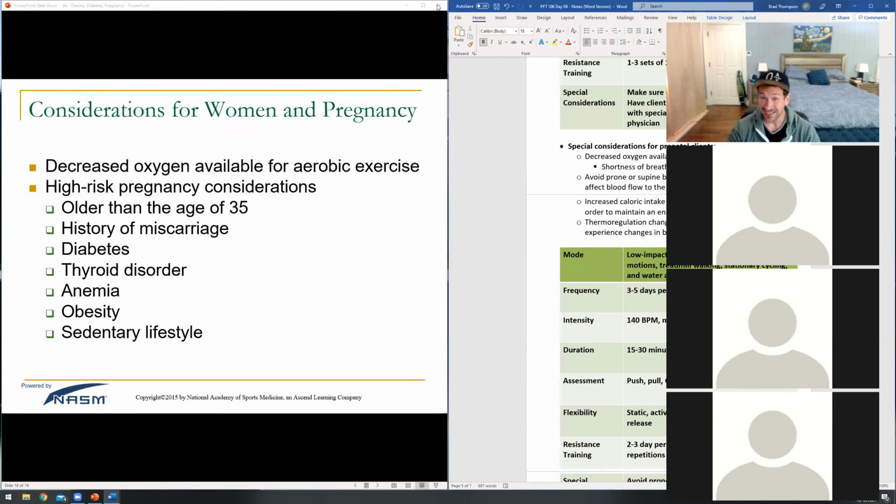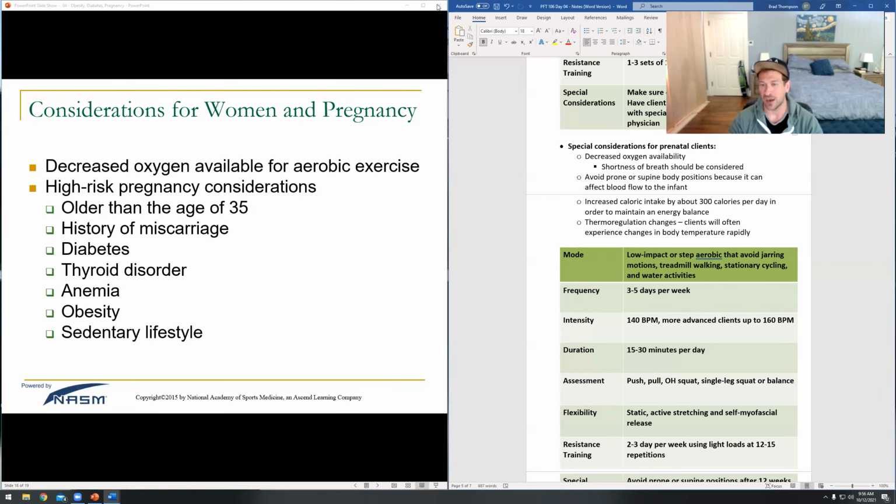But you certainly can, and it's actually just fine. It's not going to harm the baby at all. However, again, shortness of breath should be considered here. They are growing a human inside where their diaphragm is. So this is why pregnant women sometimes deal with things like hiccups and heartburn. There's just a lack of space. Stuff's moving around in a way that they're not used to. And so shortness of breath should be considered there.